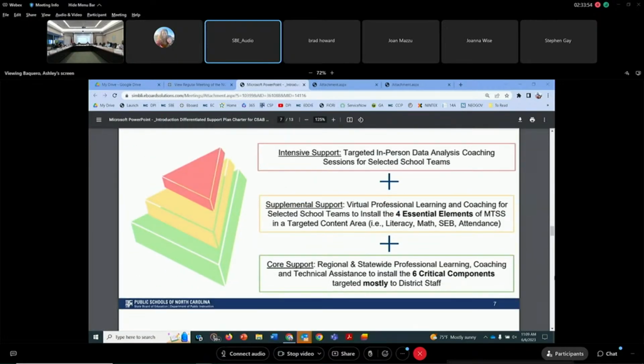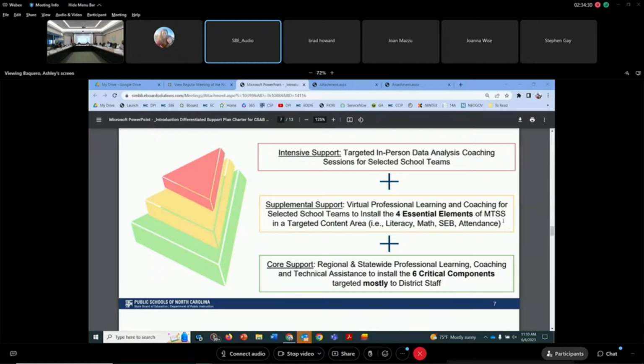This support will be in addition to the core support and will be a concrete intervention for selected schools focused on installing the 4 essential elements that I discussed earlier: screening, tiered support, progress monitoring, and data-based decision making, beginning with a targeted content area. Schools will choose an area to focus on for the year that allows them to attach the framework to something concrete. This can be literacy, math, behavior support, or attendance.